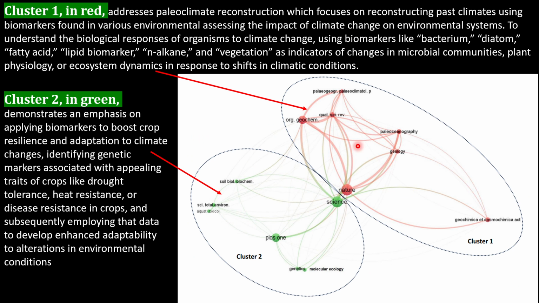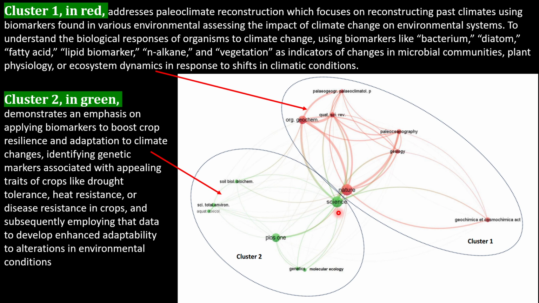These are the two clusters, one red and one green, in which different research is done on the basis of different fields. Like geology, paleoceanography, and organic geochemistry, they are all related to nature, and they correlate research work on the basis of the biomarker through these fields.